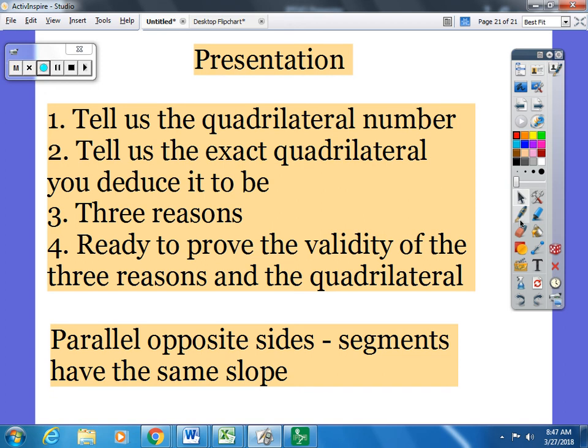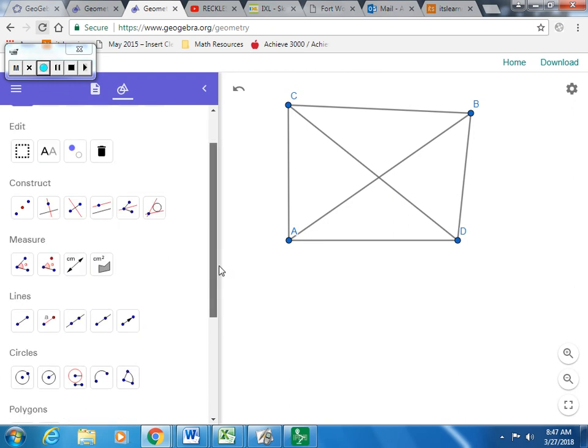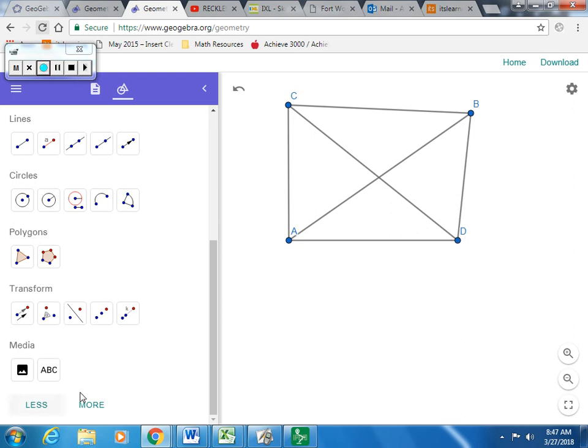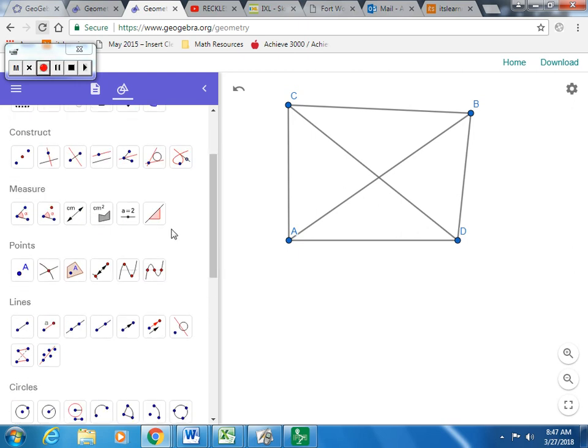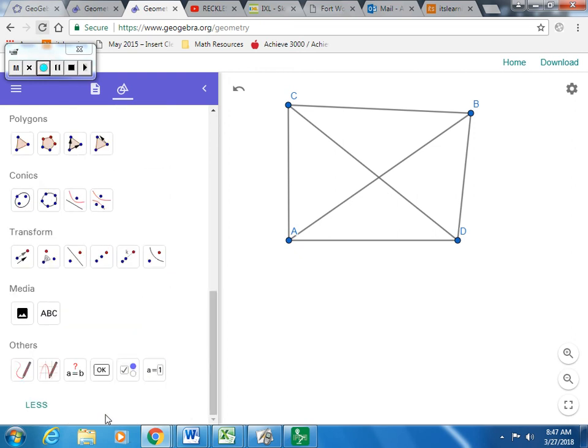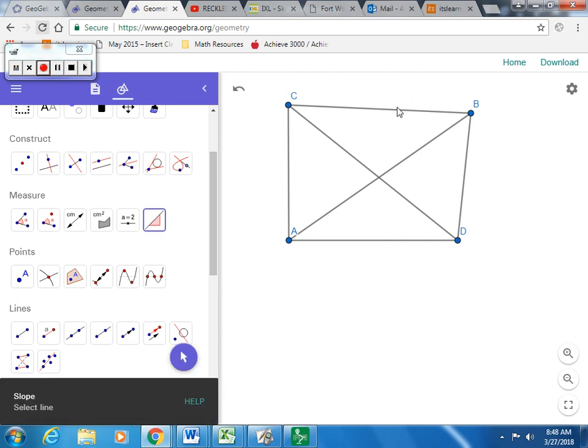So let me show you how to do that on here. So you're going to go to measure. It should be part of it, but I don't see it. So I'm going to click on more. And then I'm going to go to measure, and right there. So one more time, you have to click on more. And then you have to click here, and that measures the slope. Do you see that, Arnaldo? It even says slope right underneath it. So click on that. And then it says select a line.